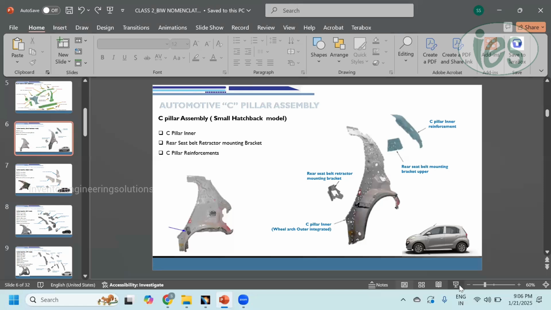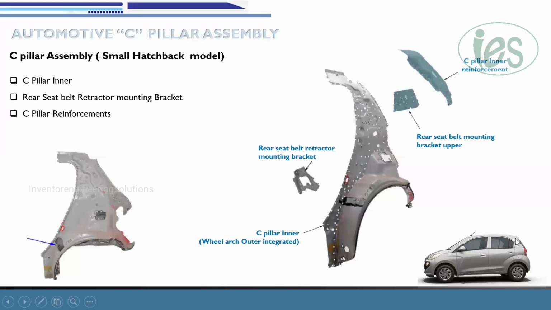For example, if it is a hatchback type vehicle, we used to have only the C pillar inner. We don't have a C pillar outer. Since this is a budget vehicle, they will not concentrate much on the rear torsional rigidity and other requirements. For that reason, we have only the C pillar inner. The outer area will be covered by the body side outer.